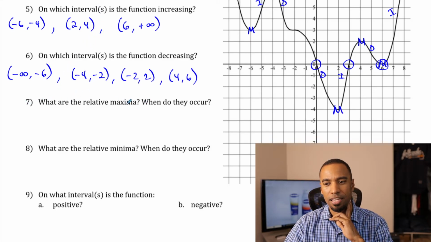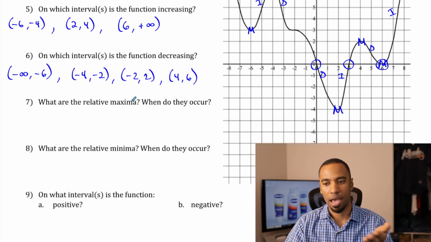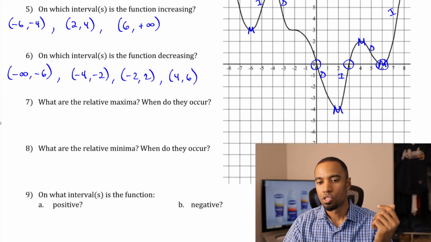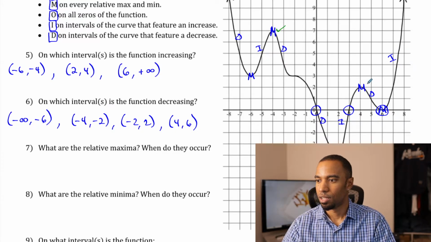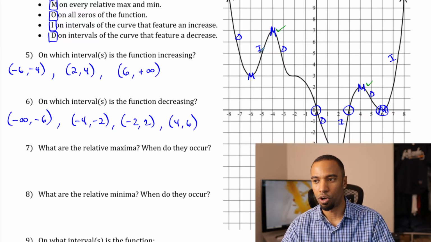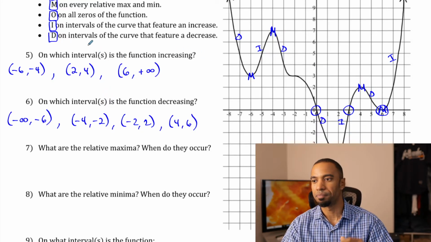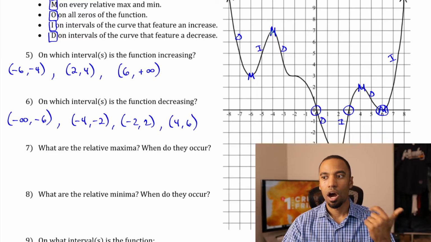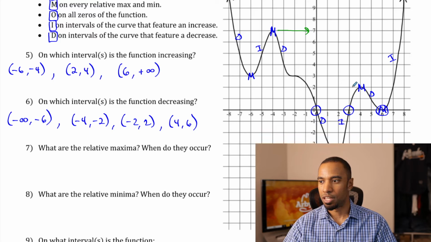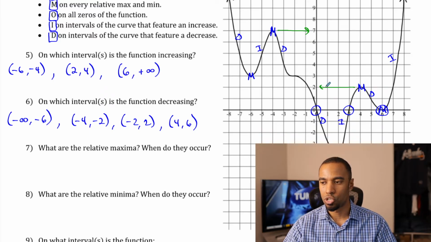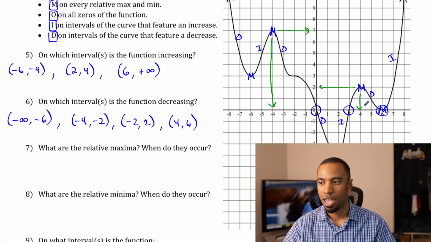What are the relative maxima? When do they occur? What are the relative minima? When do they occur? So maxima is the plural for maximum. So I see maxima right here and here, right? These are the two maxes. When we go from increasing to decreasing, that's when they hit their relatively highest points within the region around it. Now the whats are the y values. The maximum is 7. The maximum is 2. They occur at the x values of negative 4 and positive 4.